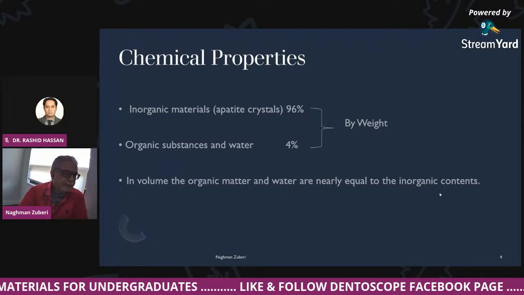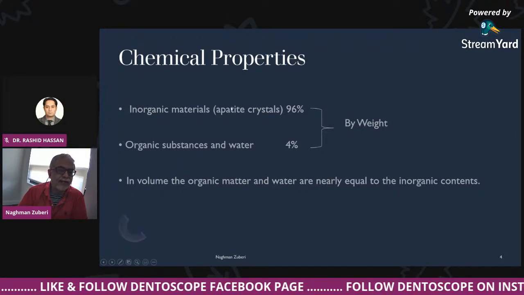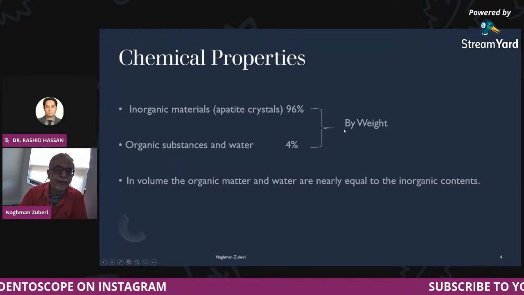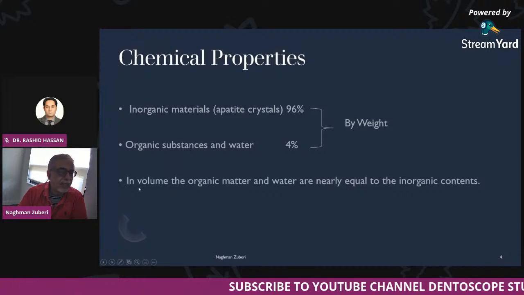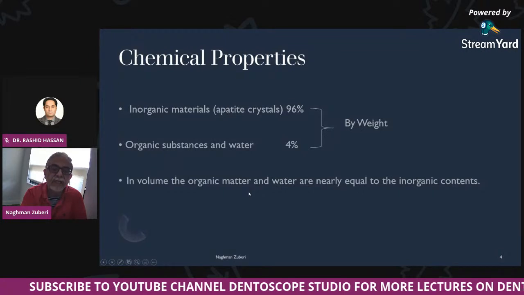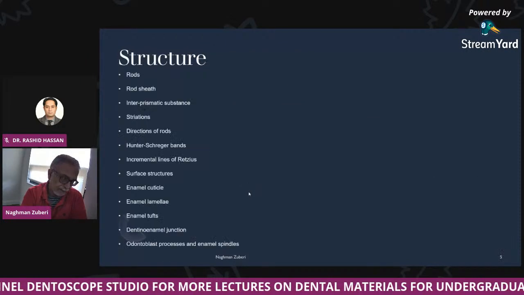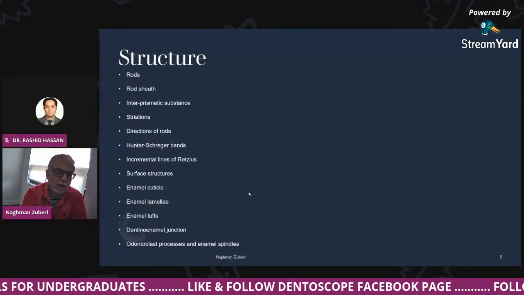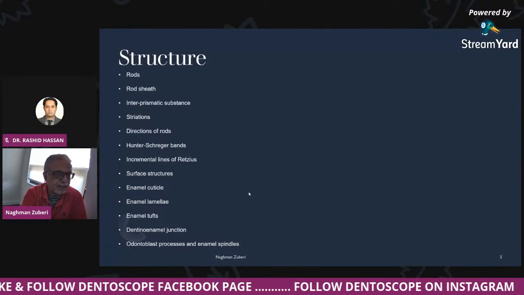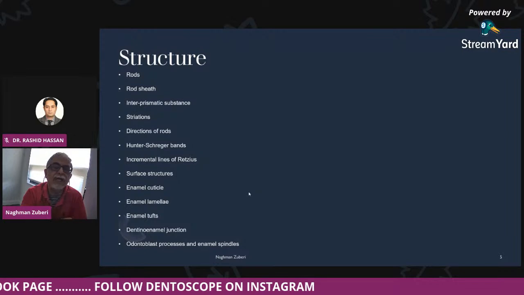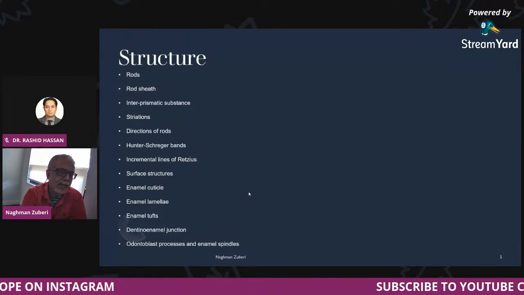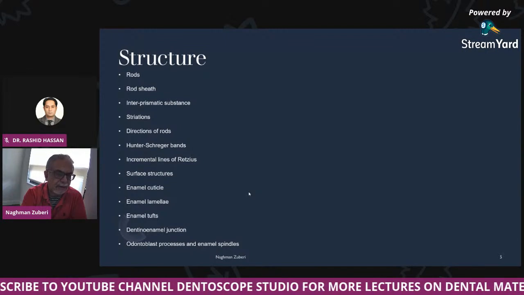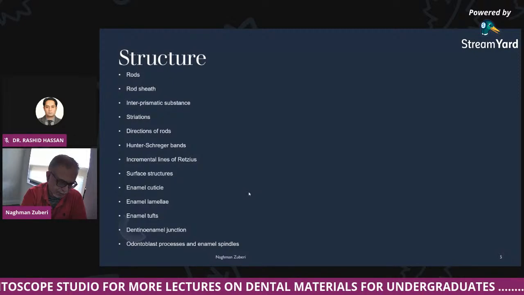When we look at the chemical structure, inorganic material or the apatite crystals are 96%, and organic substances and water are 4%. That is, we are talking about by weight. In volume, the organic matter and water are nearly equal to the inorganic contents. We will be discussing the structure of enamel, like rods, rod sheath, interprismatic substance, striations, then directions of the rods, the Hunter-Schreger bands, incremental lines of Retzius, surface structures, enamel cuticle, enamel lamellae, enamel tufts, dentino-enamel junction, even cemento-enamel junction, etc., etc.